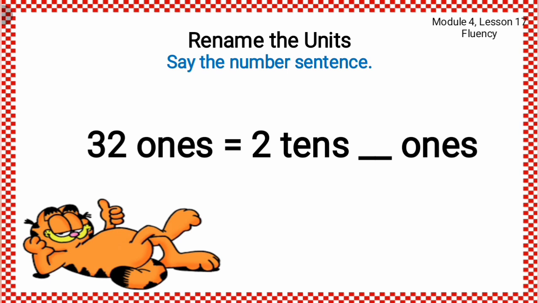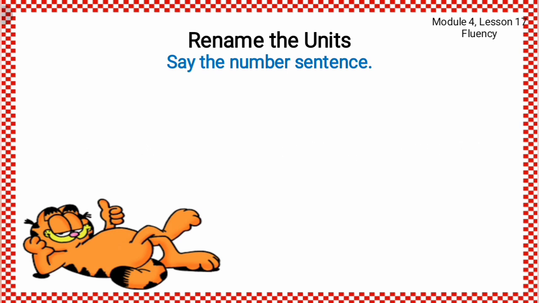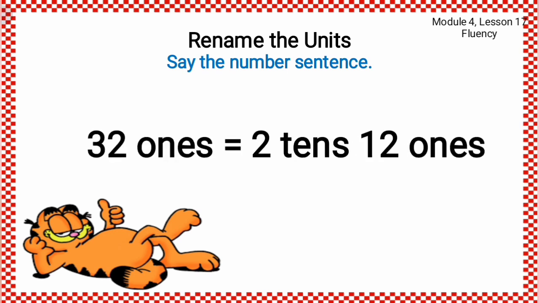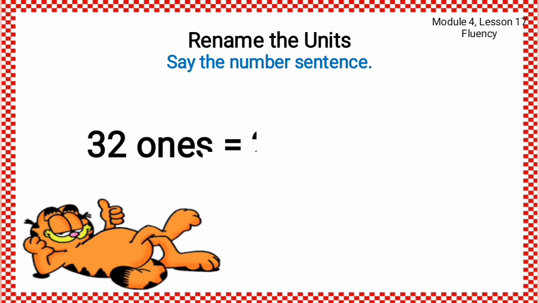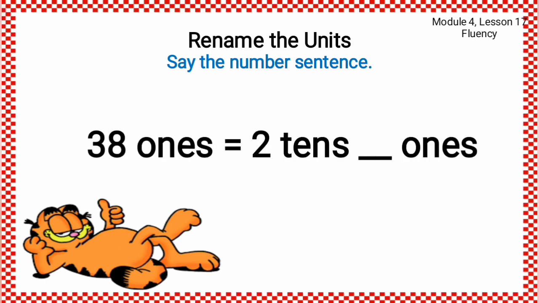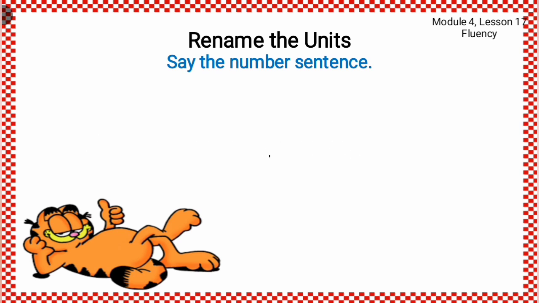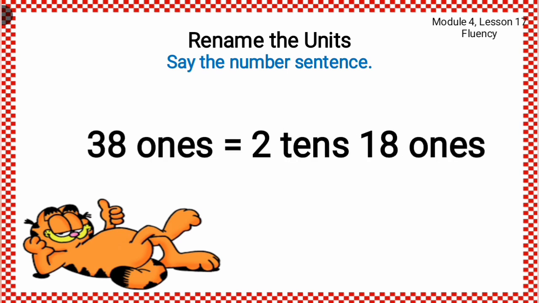Yeah, 2 tens and 12 ones. So 2 tens and 12 ones, which means 20 plus 12 is 32. Lastly, what is 38 ones? 38 ones is 2 tens and how many ones? 2 tens and 18 ones. 2 tens and 18 ones, which means 20 plus 18 is 38.